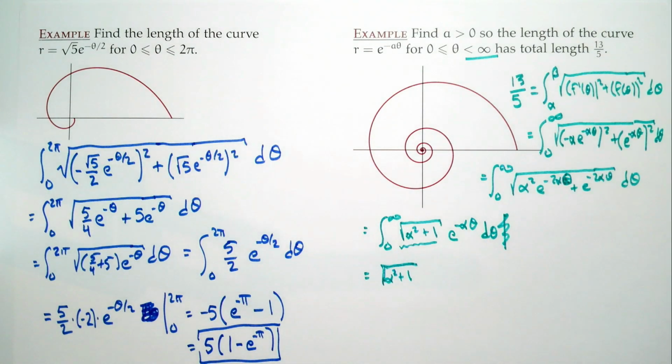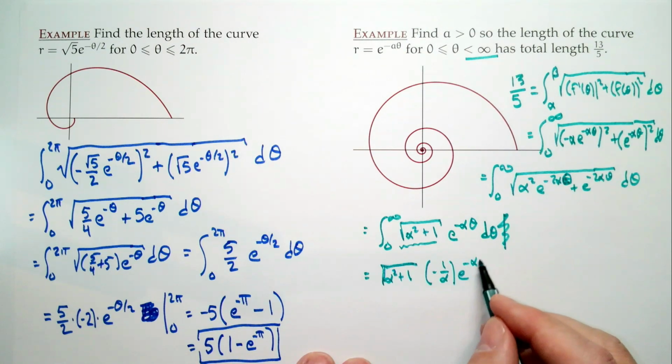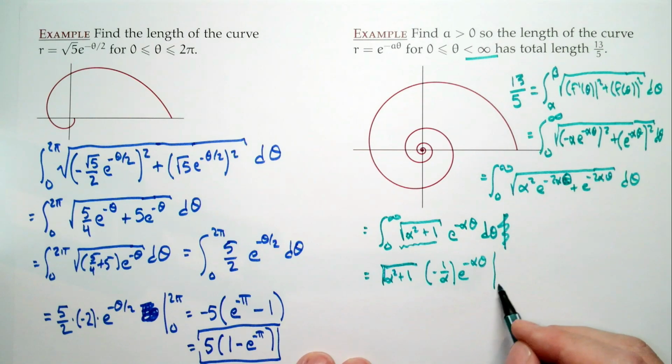How do we do that? Yeah, negative 1 over alpha, e to negative alpha theta. Then we evaluate from 0 to infinity. All right. Now comes our time when we actually have to deal with the infinity. So it's like we're doing an improper integral, because we're doing an improper integral. So that's why it feels like it.